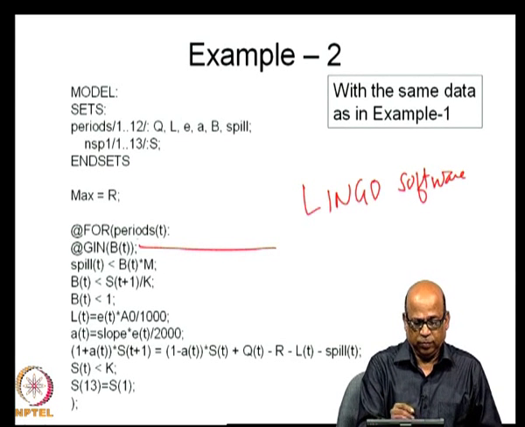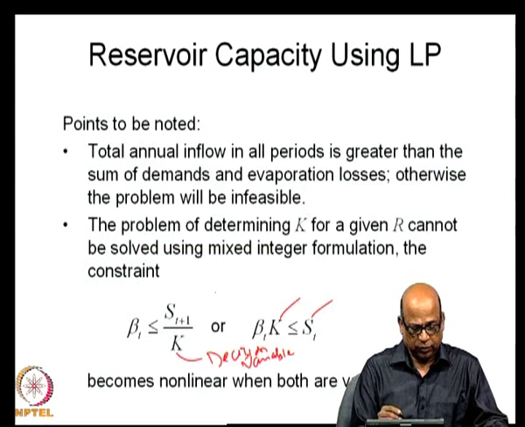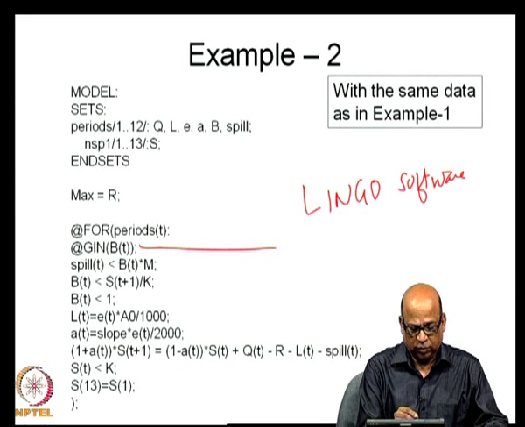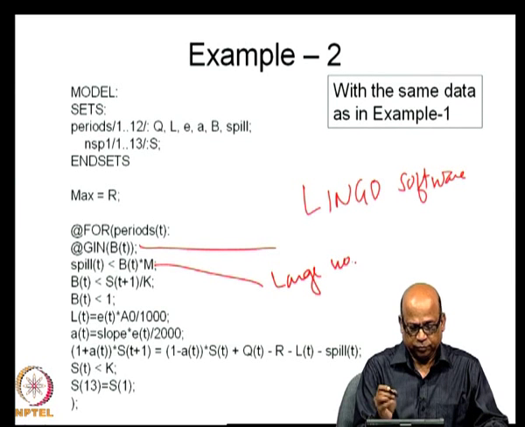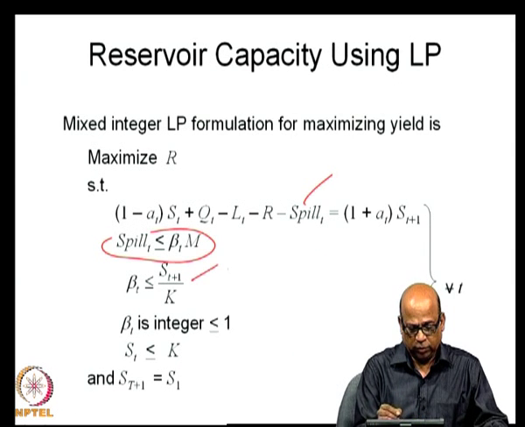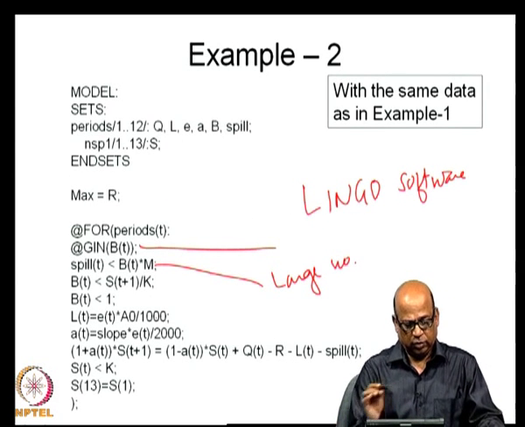So, at gin b of t, we are saying that b of t is an integer, and then we are writing these constraints. Spill t is less than or equal to beta t times m, and we define m to be a large number, and beta t is less than s t plus 1 divided by k, and beta t is less than 1. So, essentially we put all these constraints in this, and all the remaining constraints remain the same as earlier.